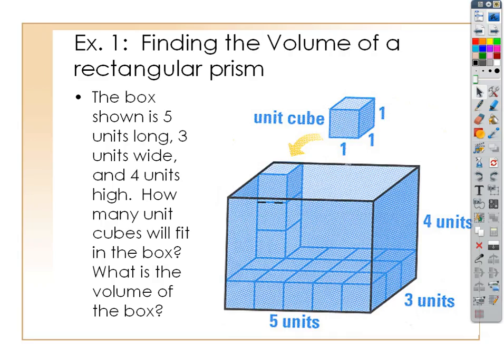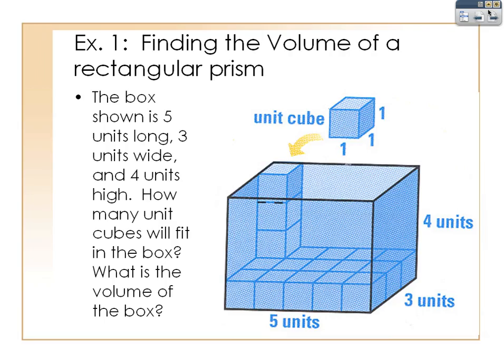And what is the formula for finding the volume of a rectangular prism? What must it be? Like in this case, if I know that this rectangular prism has dimensions of 5 by 3 by 4, just multiply them all together. Yeah, multiply them all together. Exactly.